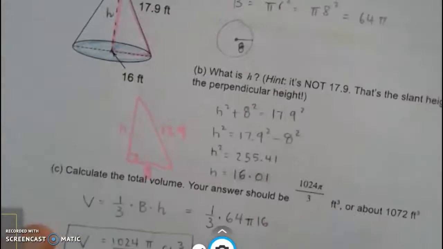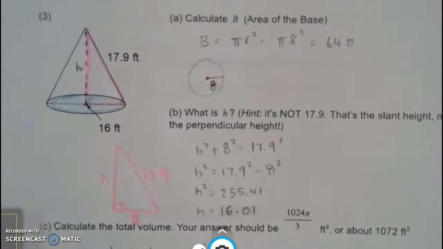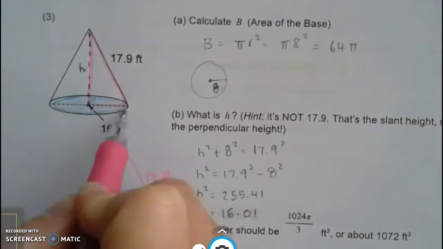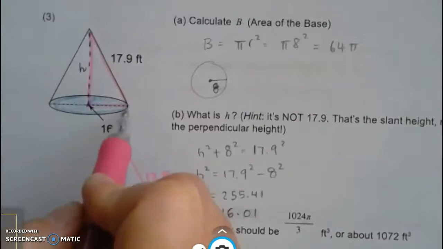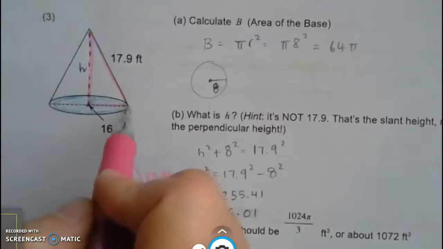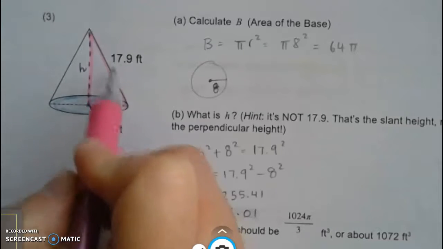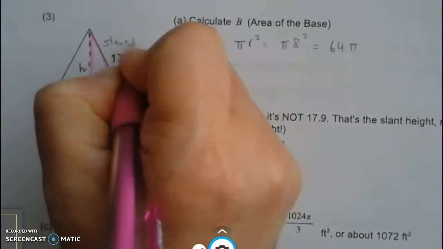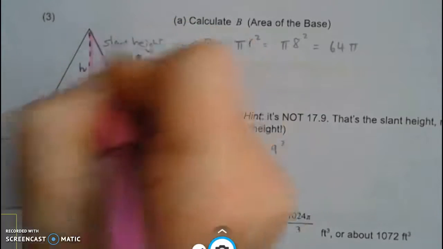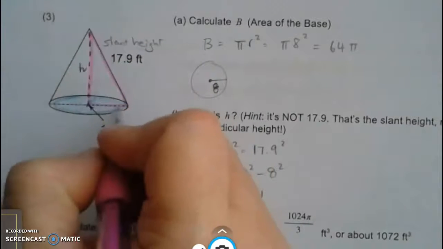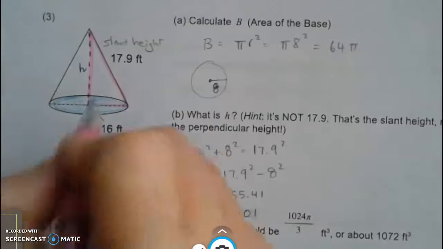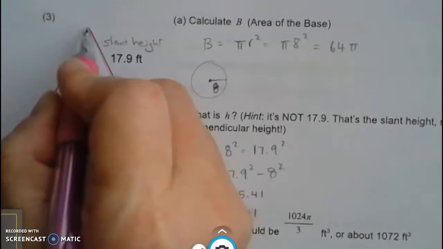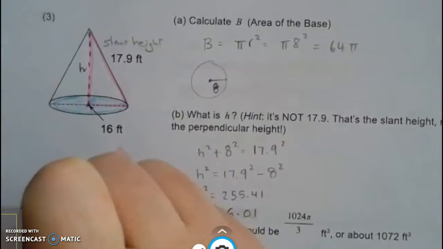All right, and then number 3, another cone. This time this is getting a little bit tricky. We're told the diameter is 60 feet. We're told the slant height, which is from the apex to the edge of the base circle, is 17.9. So this is a slant height. And this is really useful when we're doing surface area, right? But for volume, that is not helpful. We need a perpendicular height joining the center to the apex of the cone.